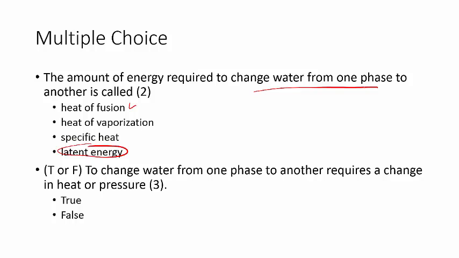The next question: to change water from one phase to another requires a change in heat or pressure, and we can do it exactly. So remember what we mentioned, how if we decrease the pressure low enough, the water will vaporize. So that's what happens in cavitation. And then of course we can change the heat, by increasing it. So this expression is true, and you can do it with heat or pressure.